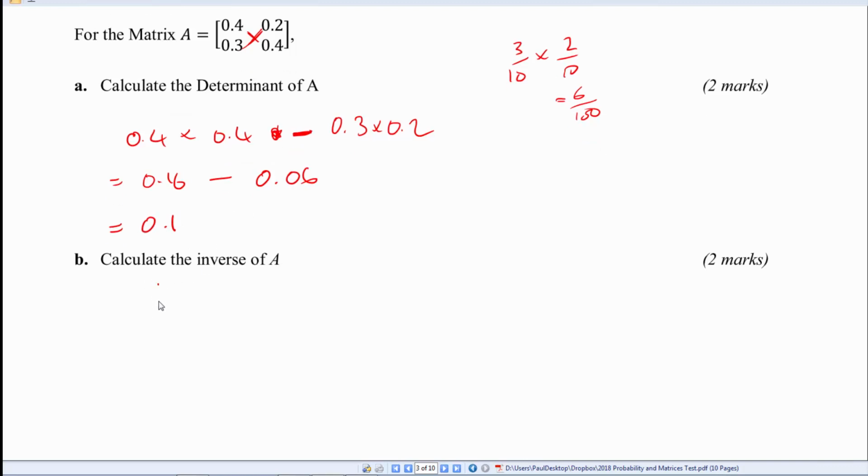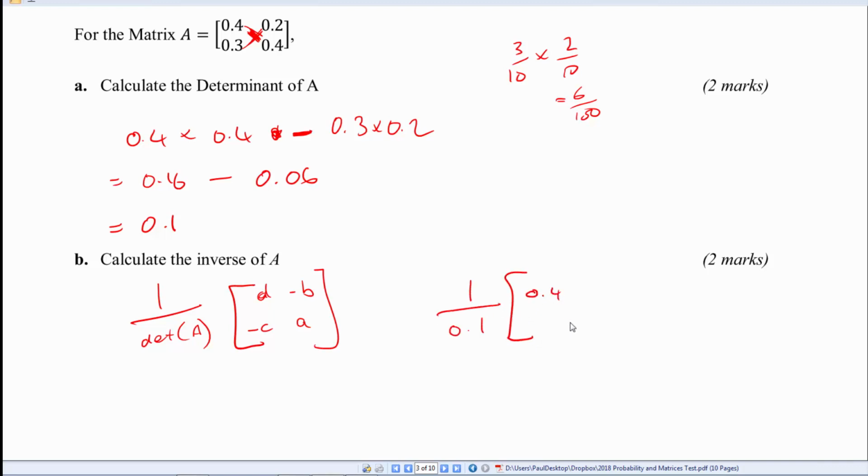Okay, so recall that the inverse is 1 over the determinant of the matrix. And then what we do, if you recall, is we swap the position of these two elements here. So D and A go into those spots, and we negate these two elements here, which is the B element and the C element. Alright, so what we're going to do is 1 over 0.1. We're going to swap 0.4 and 0.4, which basically they are the same still. We negate 0.3 and we negate 0.2. Alright, now it's important to note that 1 over 0.1 is simply 10 as a scalar.